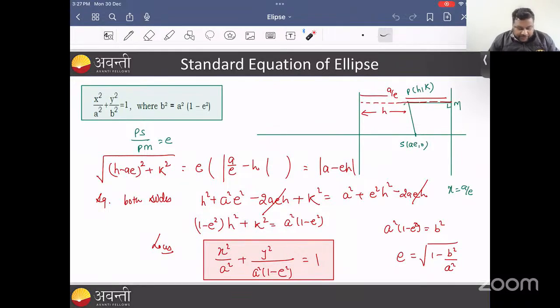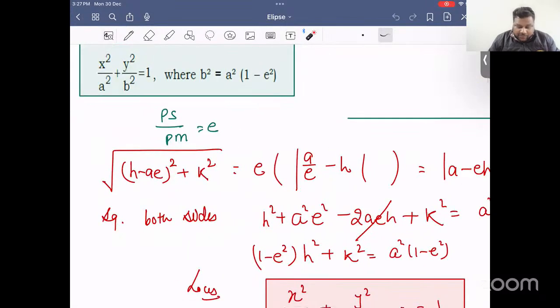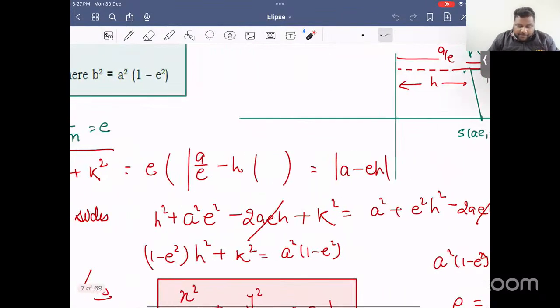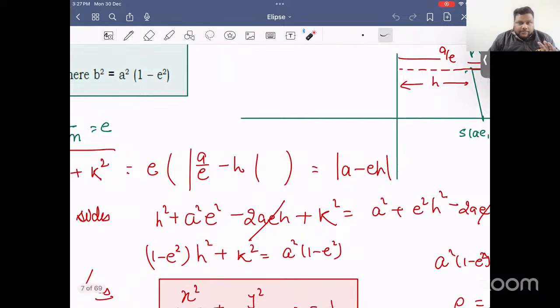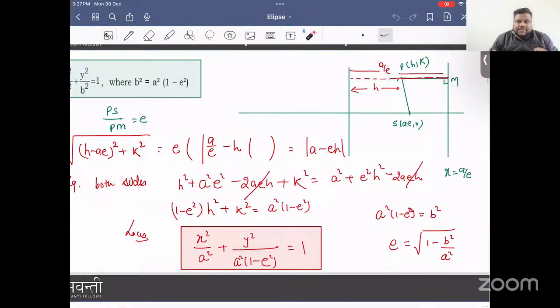You get this equation: under root of (h minus AE) square plus k square is E times (A upon E minus mod h), that is A minus EH. Now squaring both sides, we get x square upon A square plus y square upon A square into (1 minus E square) equals 1.